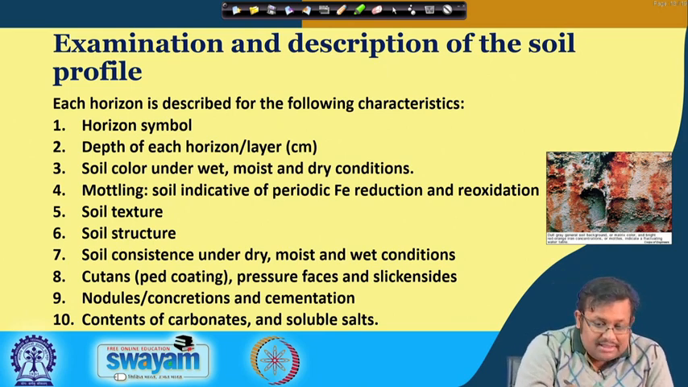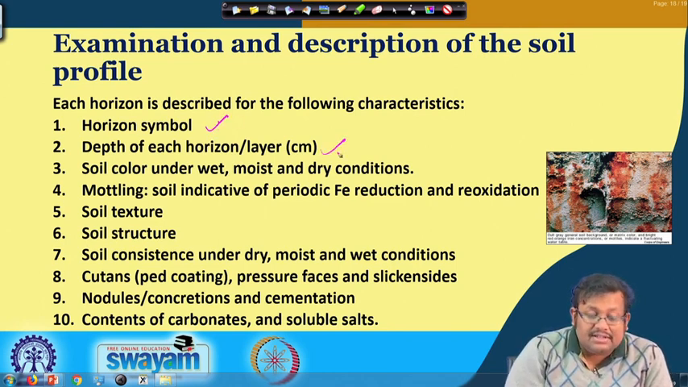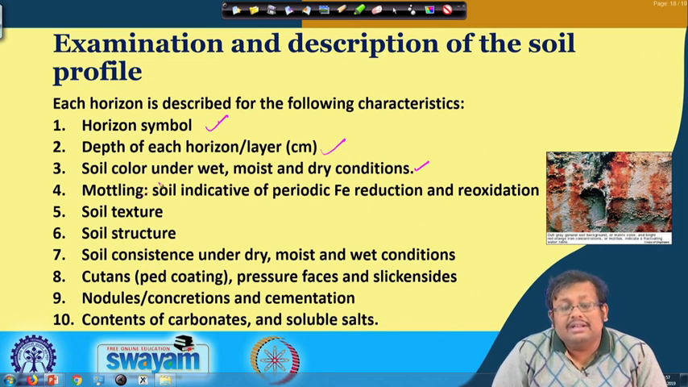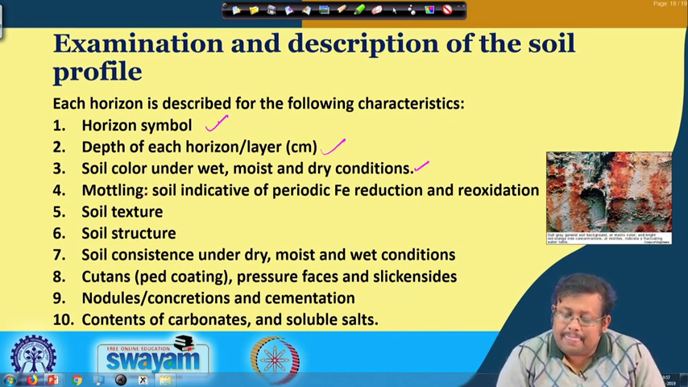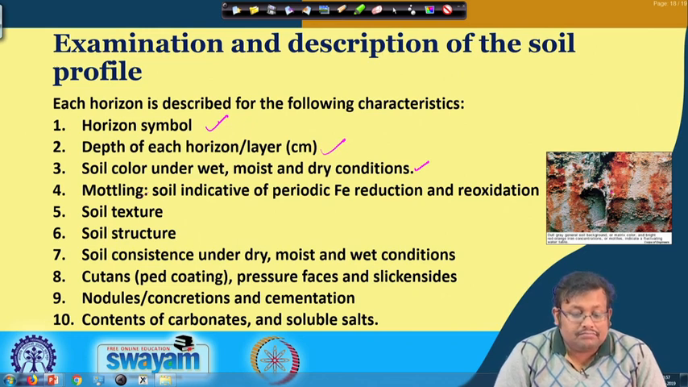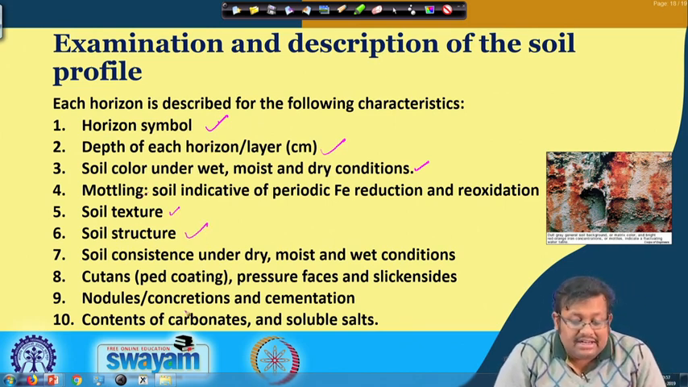First of all, the horizon symbol, then the depth of each horizon or layer in centimeters, then soil color under wet, moist and dry conditions, and also mottling. Mottling is basically when the soil indicates periodic iron reduction and oxidation, so that shows some color. Here you can see the special mottled color of the soil. So, we call it mottled soil, and this mottling is an important feature in describing the soil profile.